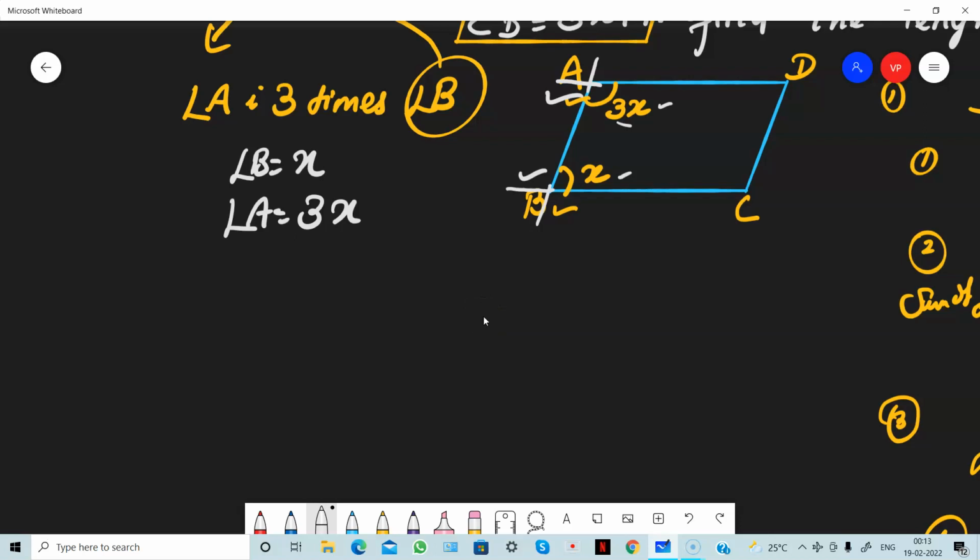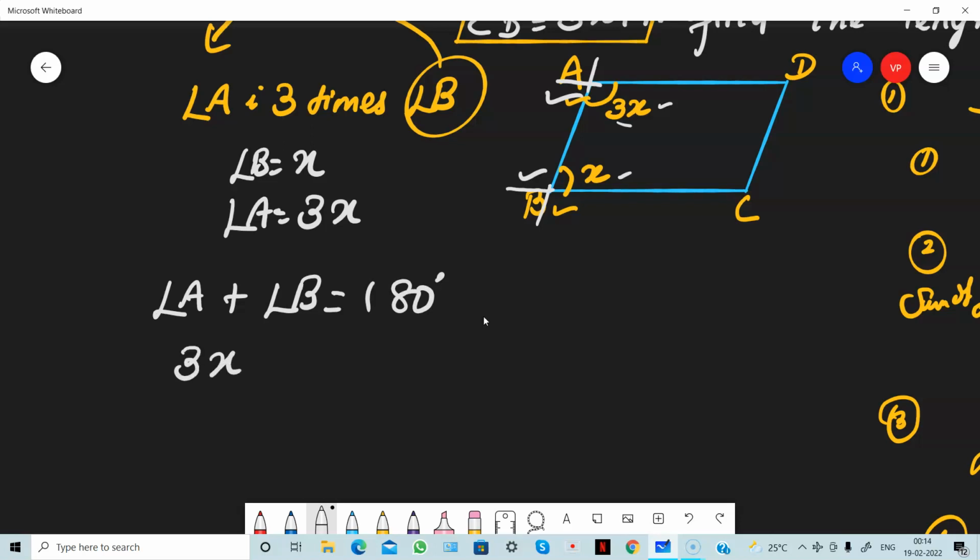This is a very important property. So you have to know all the properties of the quadrilateral. Then this problem will be the simplest one. Right? So what do you mean by that? Angle A plus angle B equal to 180 degrees, co-adjacent angles. Okay.